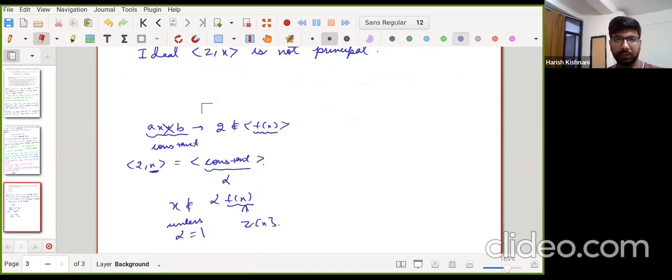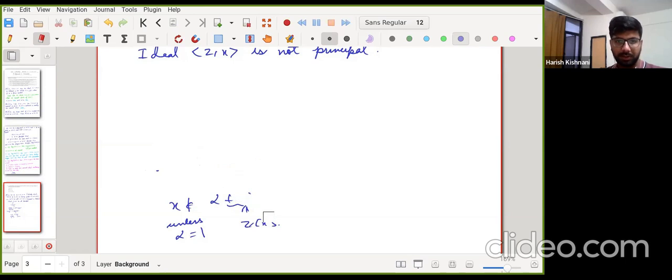Anyway, this has already been discussed in the lectures also, and I have also given you the idea about it. So that's why (2, x) is not principal, so Z[x] is not a principal ideal domain.